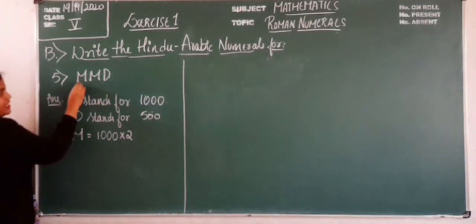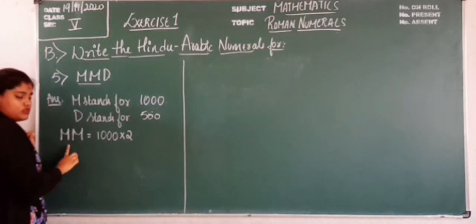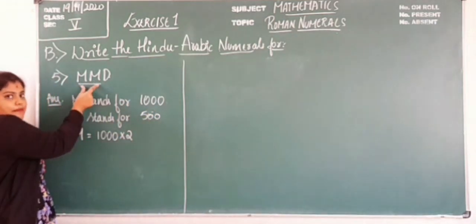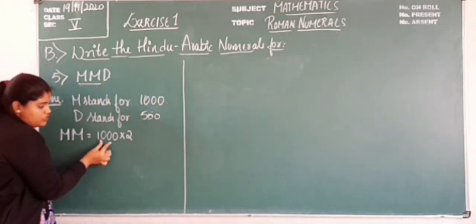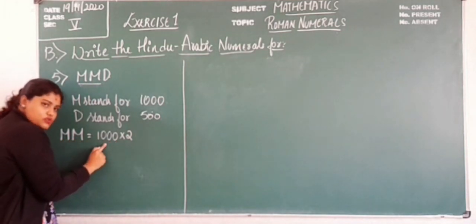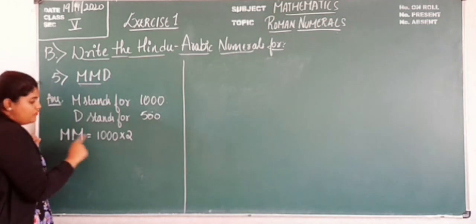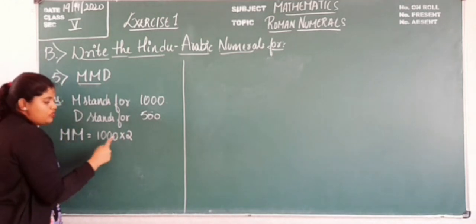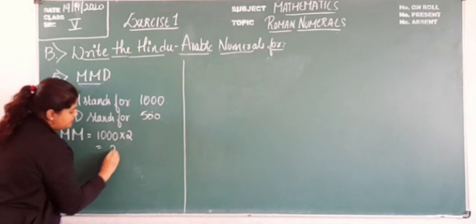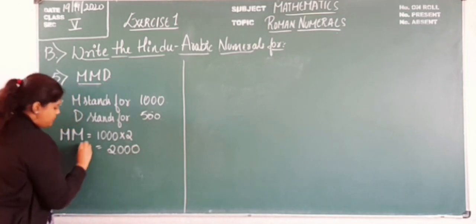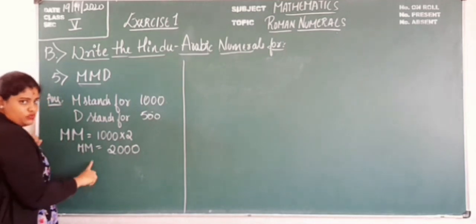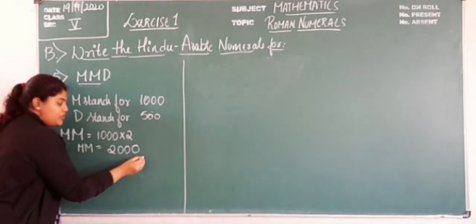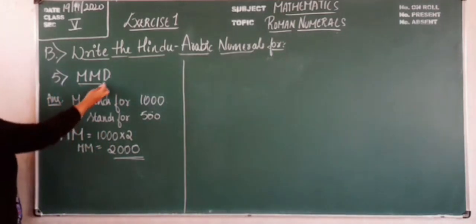So here we have MM. We know that M stands for 1000, and M is repeated 2 times. So we are multiplying this 1000 into 2 because M is repeated 2 times. What is 1000 into 2? Yes, it is 2000. So MM means it is 2000 because M is repeated 2 times. So done.